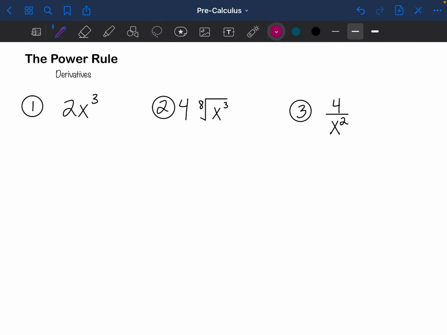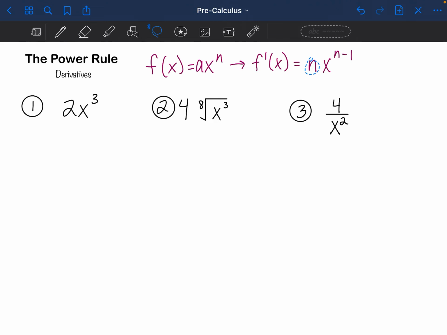The power rule is, well, if our function looks like this, let's say f of x equals x to the n power, well then that means the derivative, f prime of x, is going to equal n times x to the n minus 1. So you drop that exponent in the front and then subtract 1. And if there's a coefficient in front, let's say I had a, well then that coefficient just gets multiplied by your exponent, right? So we're just going to have a times n.